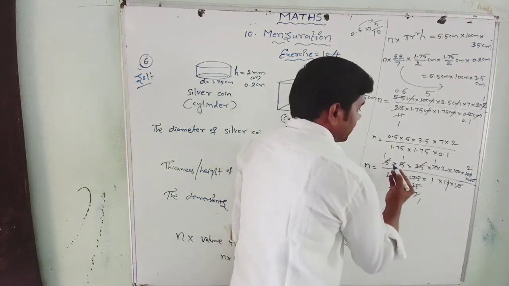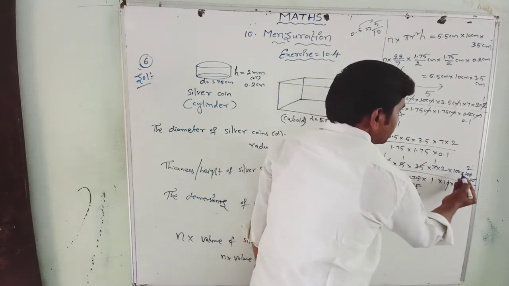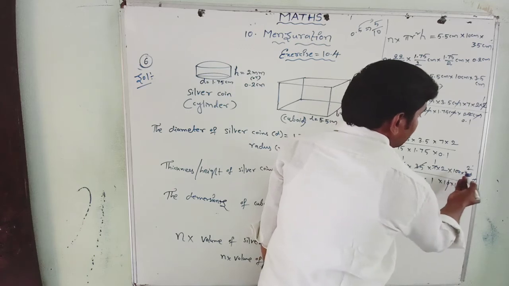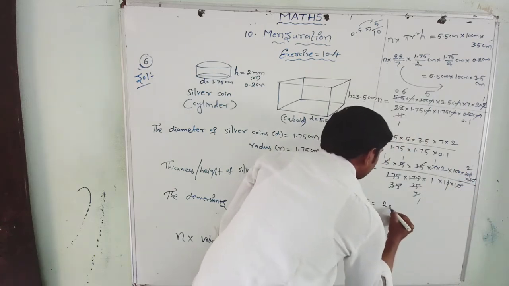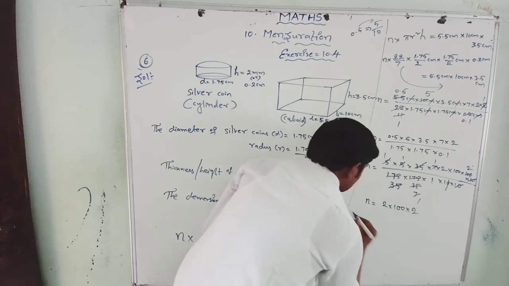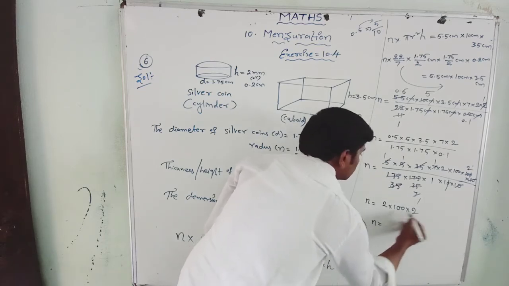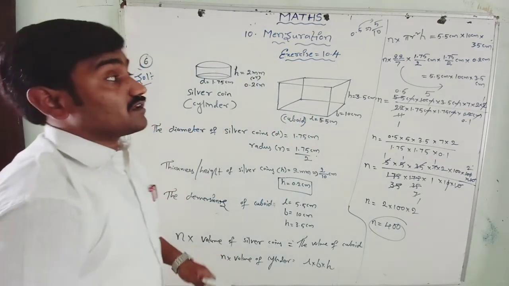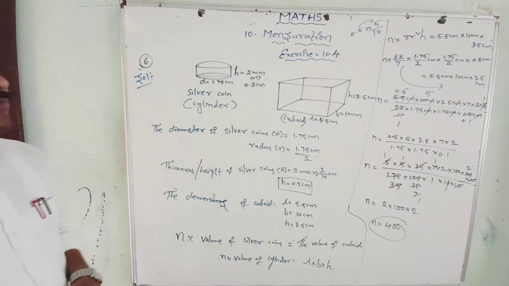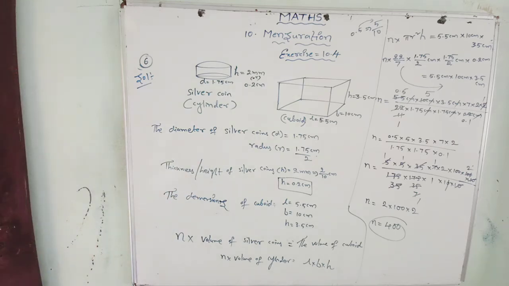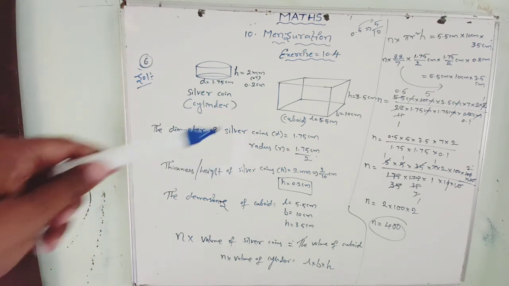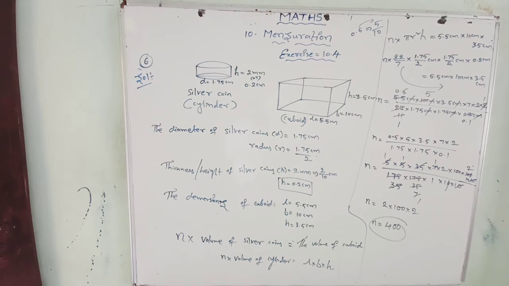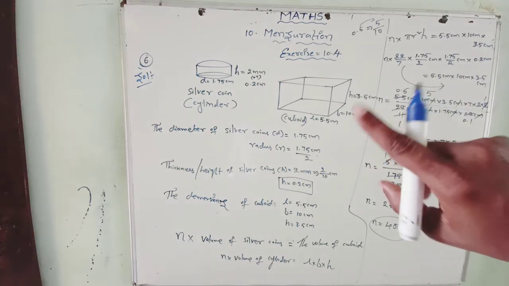n equal to, see what is left: here 2 is left, here a 100, here a 2 into 100 into 2. So n equal to 2 into 2 is 4, into 100, 400. Therefore 400 silver coins are required. How many silver coins? 400 silver coins are required to make a cuboid of dimension 5.5 centimeters into 10 centimeters into 3.5 centimeters.